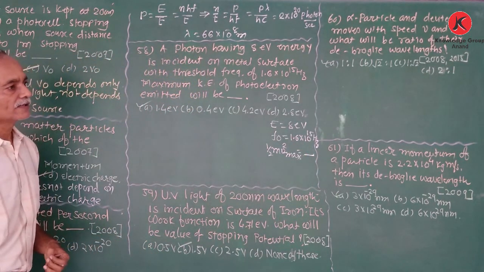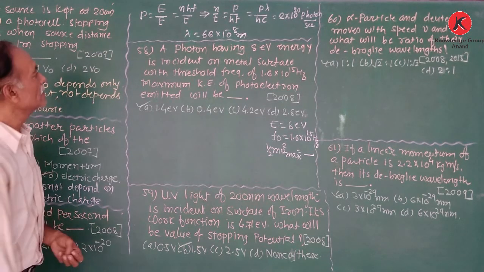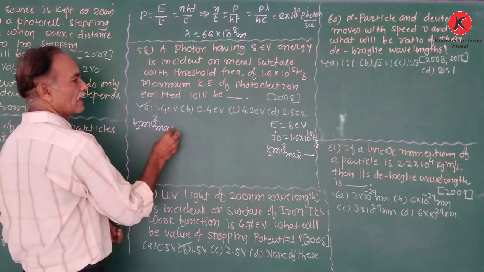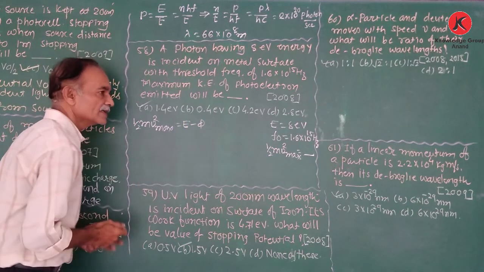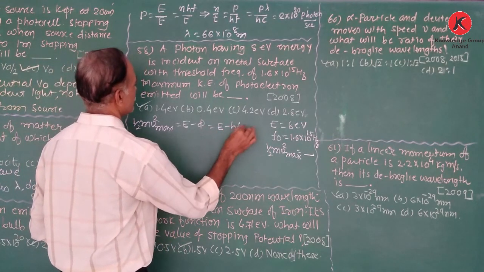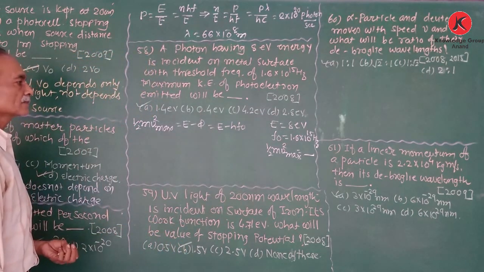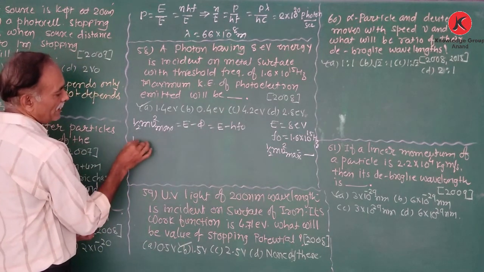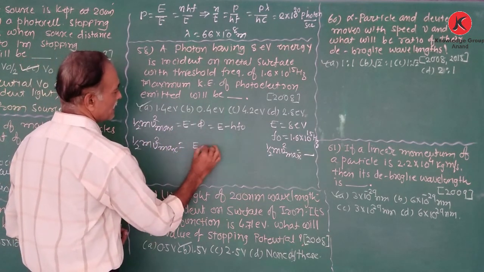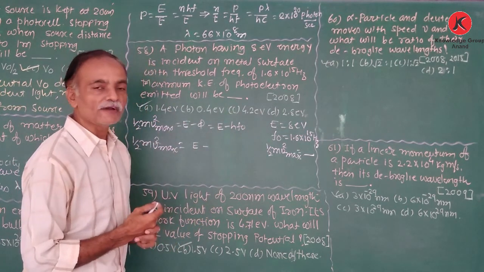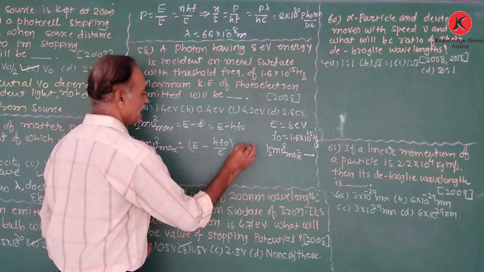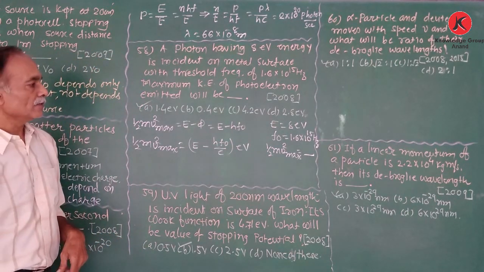So we have to find the maximum kinetic energy, K maximum or half m v squared maximum, in electron volt. From Einstein's photoelectric equation, half m v squared maximum is equal to E minus phi, which is E minus hf0. E is given in electron volt, but hf0 is obtained in joule after substituting the values, so convert it into electron volt by dividing hf0 by e.